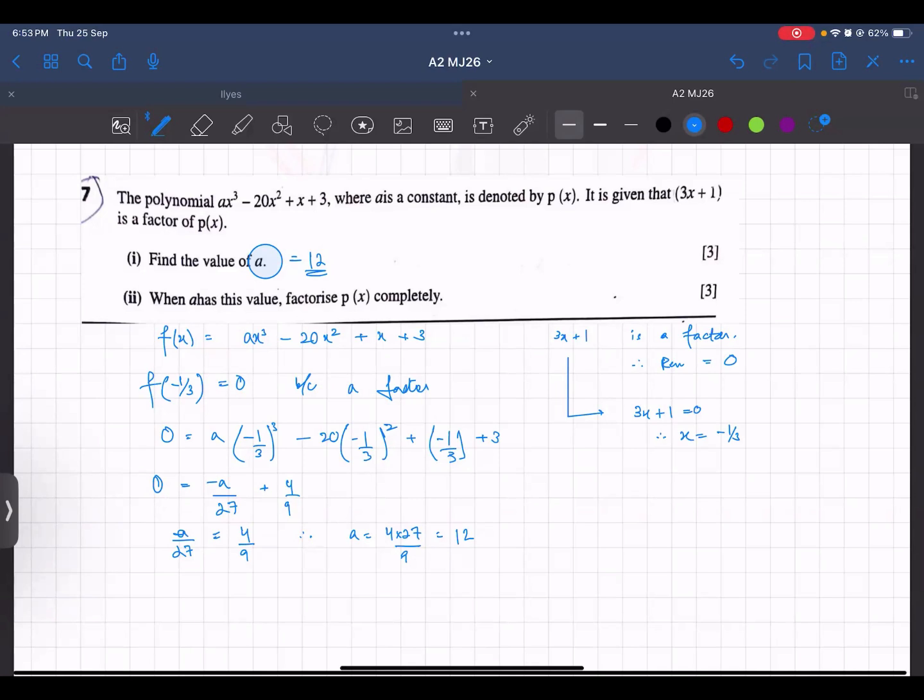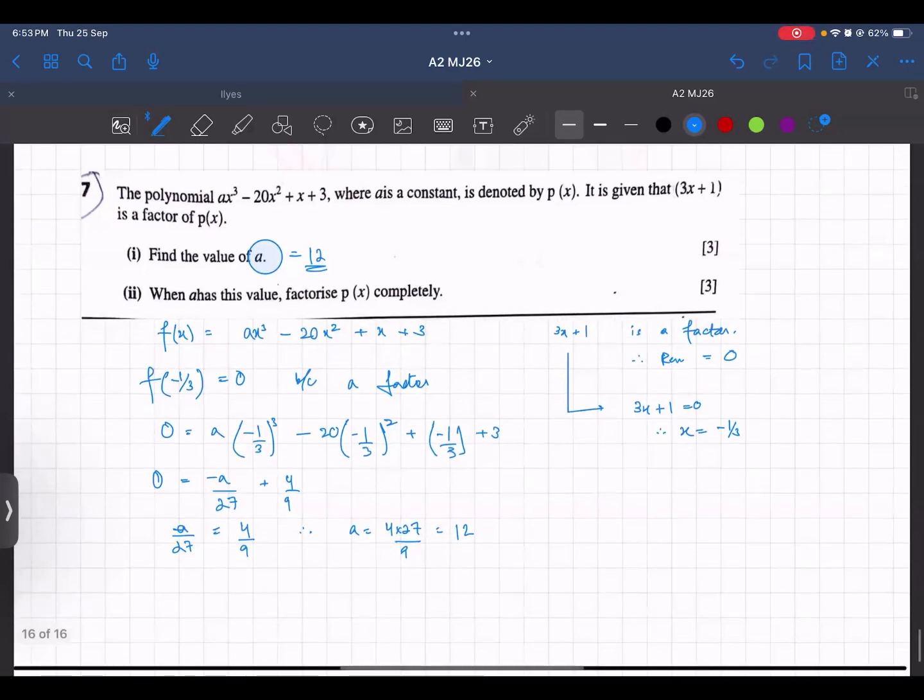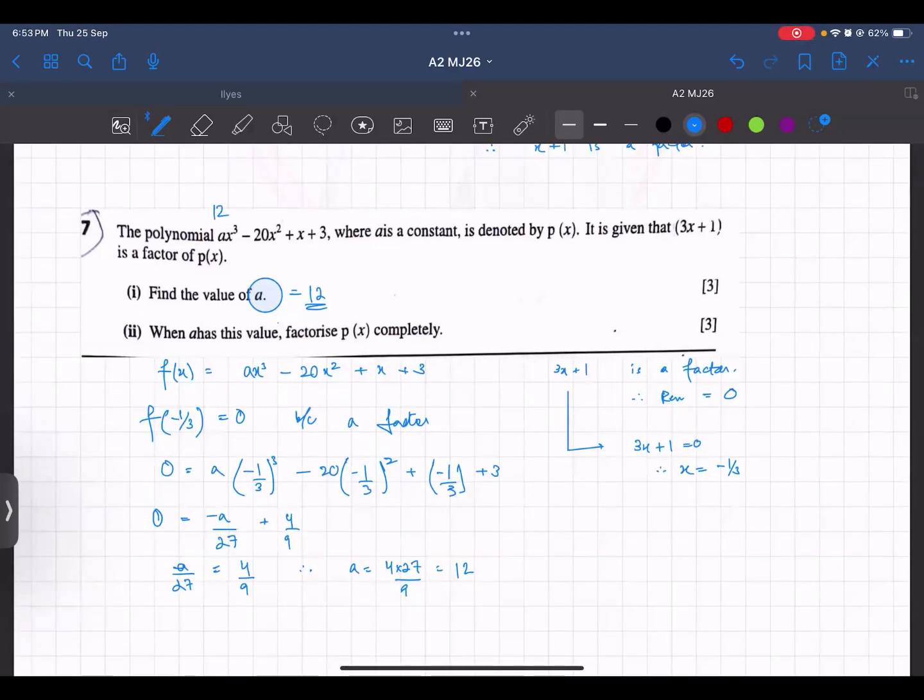So when a has this value, this means now the equation has become 12x cubed minus 20x squared plus x plus 3. And then now you have to factorize. So this is a cubic equation. Whenever you have a cubic equation, you have 3 factors.